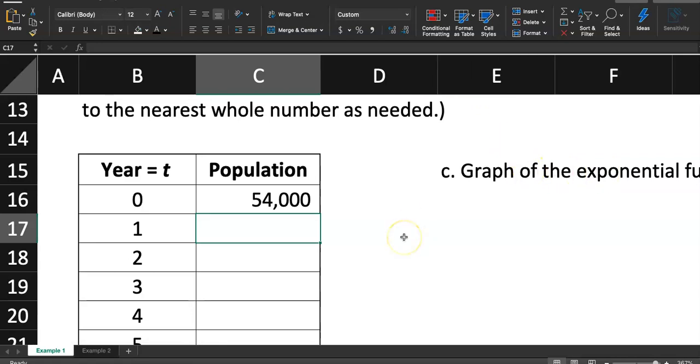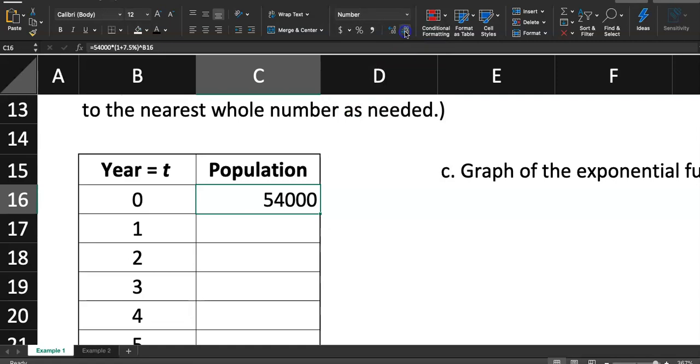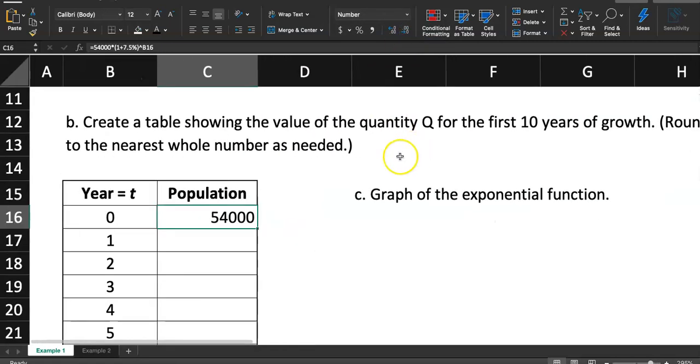Alrighty, what I did, guys, is I formatted this table already for you before I posted it on Canvas. I just did it as a number with 0 decimal places because the rounding that we want to use is round to the nearest whole number. That's all I did, and I even clicked on this comma delineator. So this looks pretty nice. I can see that the population is 54,000 at year 0, the initial population.